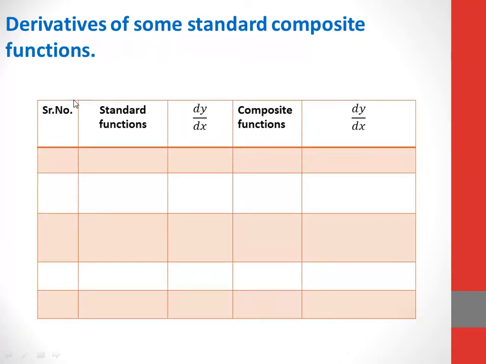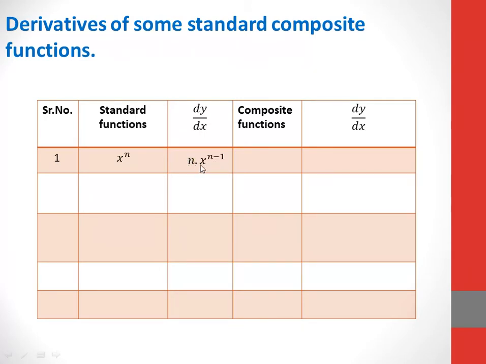Now we will discuss the derivatives of some standard composite functions. We will compare the composite functions with standard functions. Okay, so for that, see the table. It contains the standard functions, their derivatives, and composite functions and their derivatives. So comparatively we will study this. First one, we know the standard function x raised to n. Now the derivative of x raised to n is n into x raised to n minus 1.